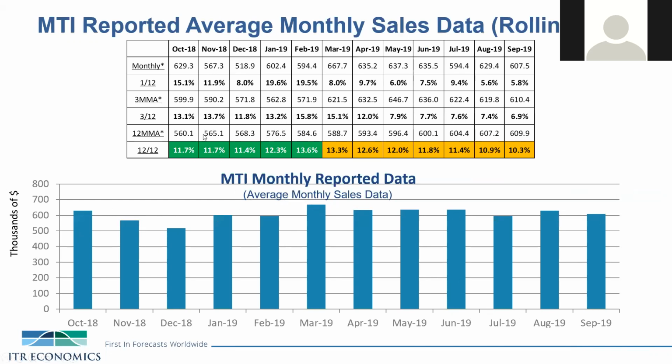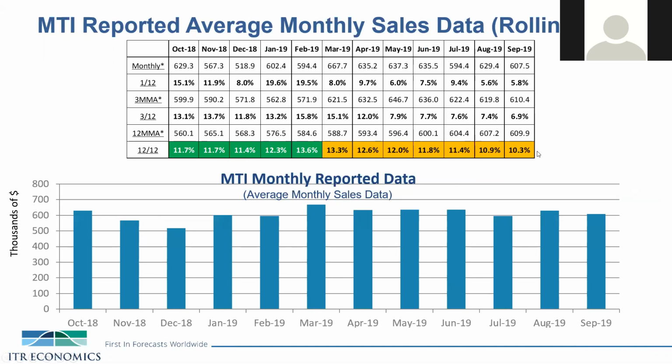And that's reflective up here, where we can see the phase cycle from the green to the yellow, where we're starting out at 11.7% growth from October 18. We're now at 10.3, so you're still doing well. You're still growing year over year in the double digits. That's awesome, that's excellent, but it's not where you once were from the early parts of 2019, where you were at 13.6% growth. You're now at 10.